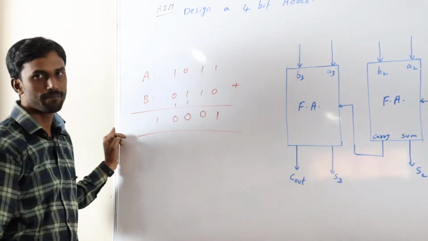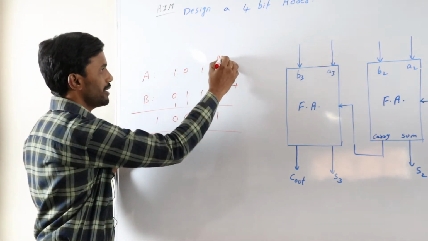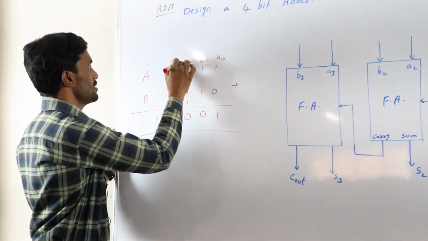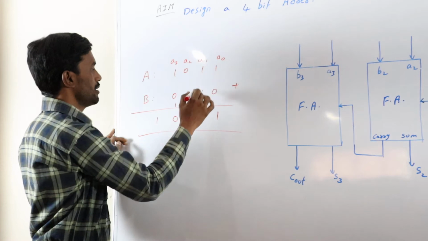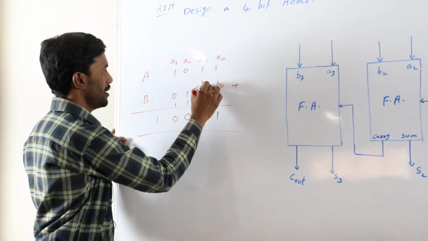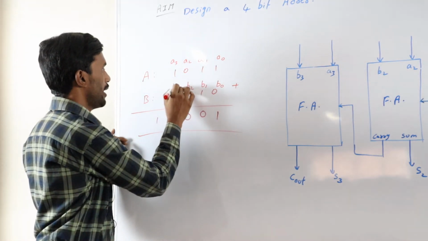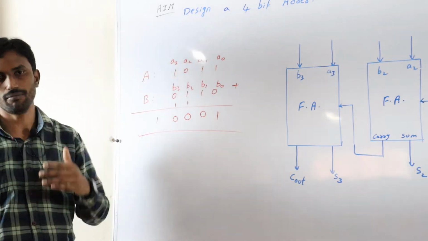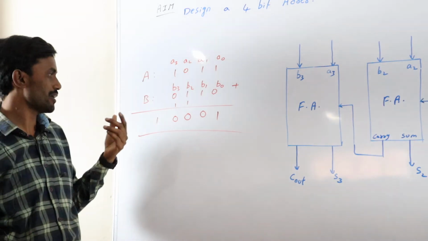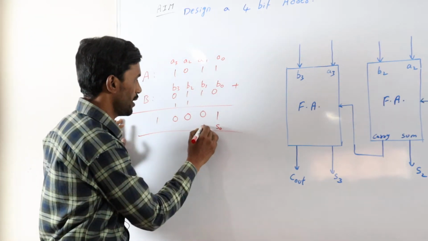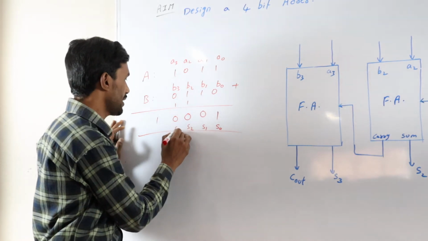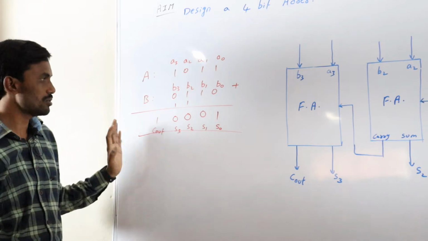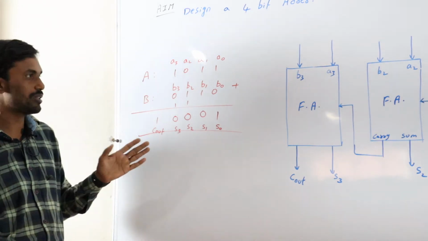So if you see, this we call the A0 bit. This is A1, this is A2 and this is A3. This is B0, this is B1, this is B2 and this is B3. These are my 4 bits of input and this is another 4 bits of input. And the sum you are expecting in the same way is S0, S1, S2, S3 and the final carry out. So this I want to design with my full adder.